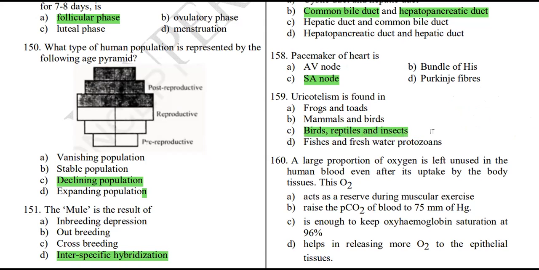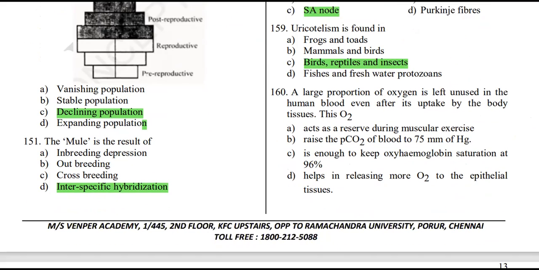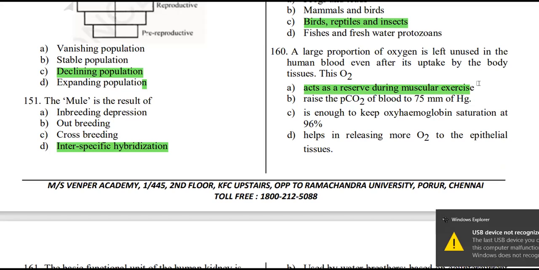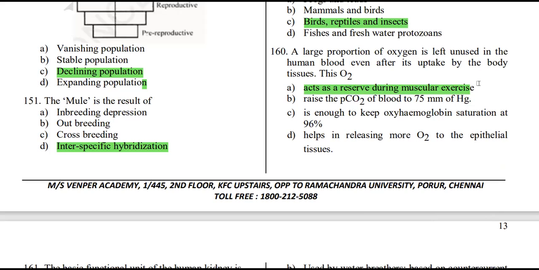The next question: a large portion of oxygen is left unused in the human blood even after taking it to the tissues. All the tissues take oxygen because every cell has to perform aerobic respiration. Some amount of oxygen is left, and that will be used as a reserve. Whenever you do exercise, that oxygen will be utilized. If oxygen is not present, fermentation will take place, which is lactic acid fermentation, and muscle fatigue will occur. So oxygen has to be stored in our body. Whenever you exercise, it will be used. So this is option A.